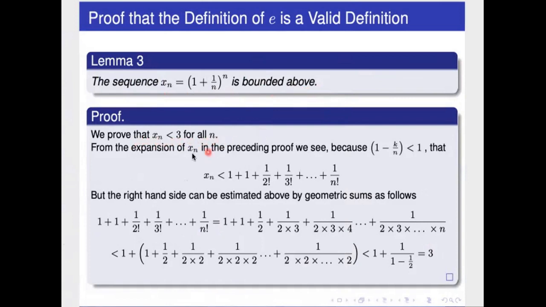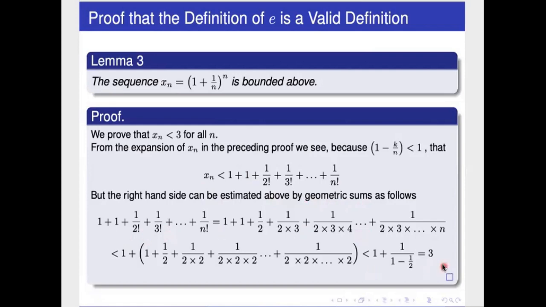From the expansion of x sub n in the preceding proof we see, because 1 minus k over n is less than 1, that x sub n is less than 1 plus 1 plus 1 over 2 factorial plus and so on plus 1 over n factorial. But the right-hand side can be estimated above by geometric sums as follows. Therefore, we have x sub n is less than 3.